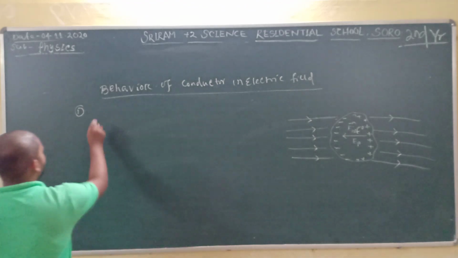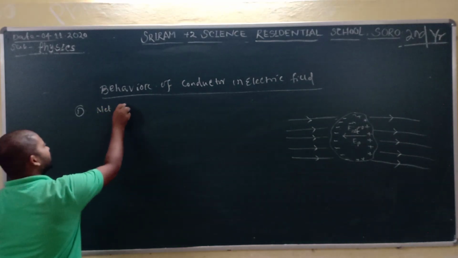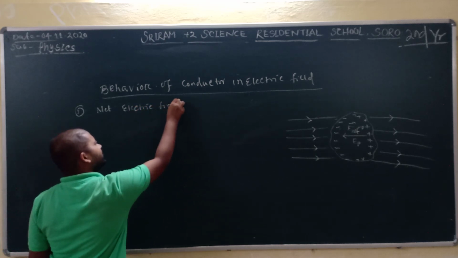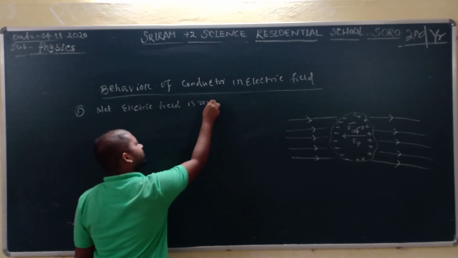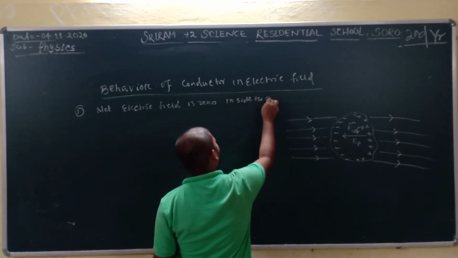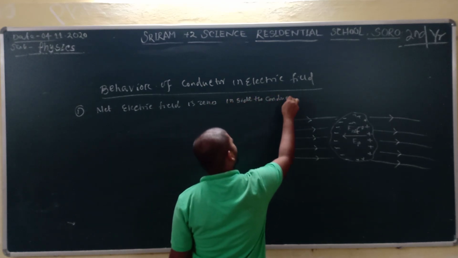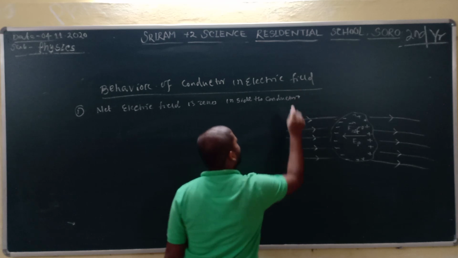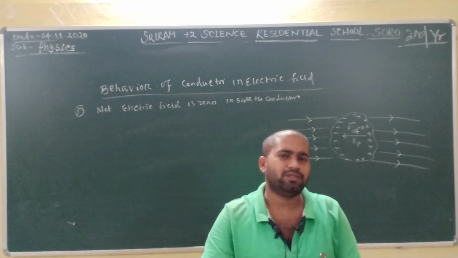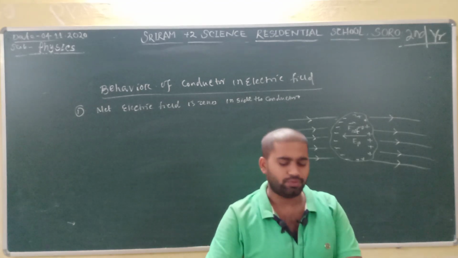So you can say, number 1, the net electric field is 0 inside the conductor. That means we can say a conductor does not allow the electric lines of force to pass through it.